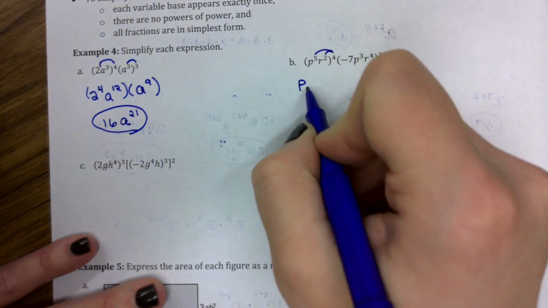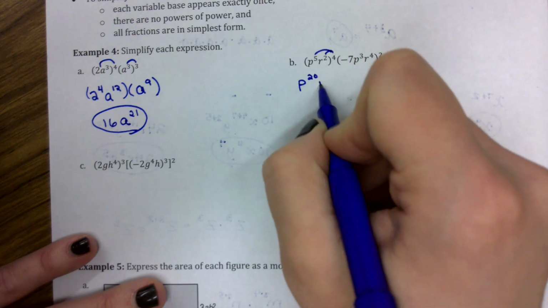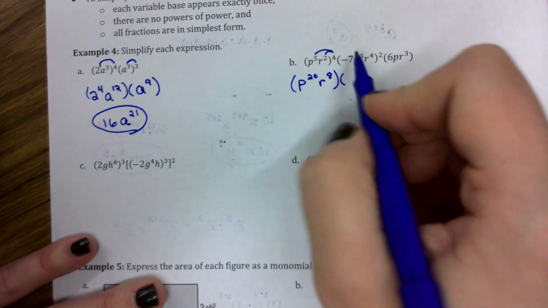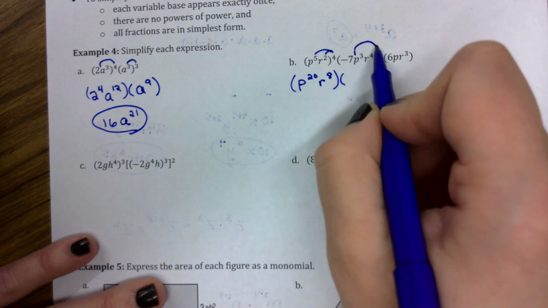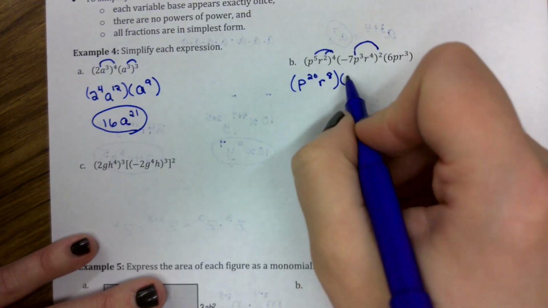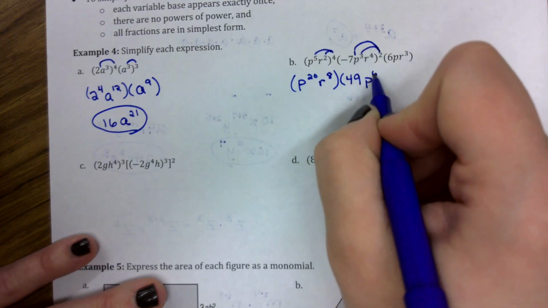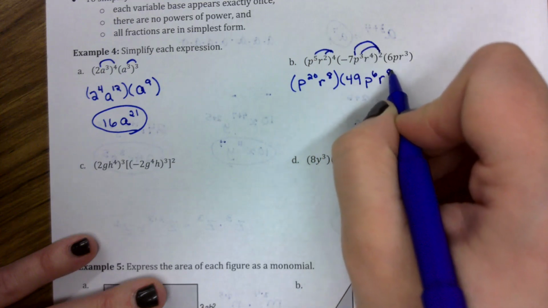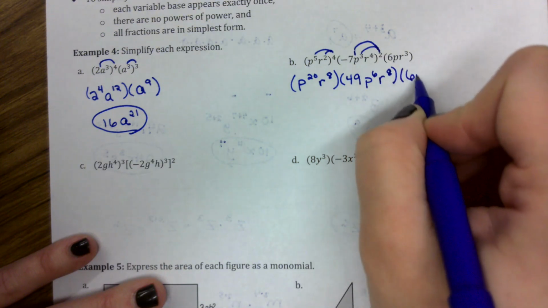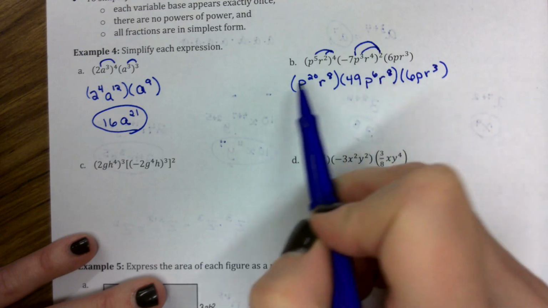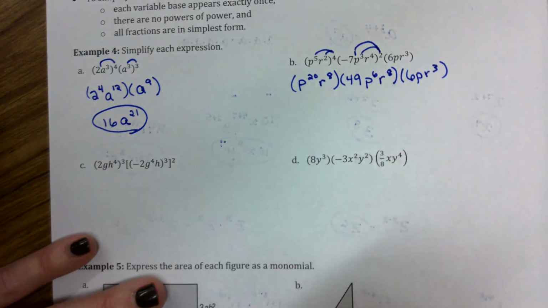This one is P to the 20th, R to the 8th. This one is -7 to the first to the second. So if I square -7, I get 49. P to the 6th, R to the 8th. And now I can rewrite the last one. I had to simplify these powers of powers before I multiply all the way across.